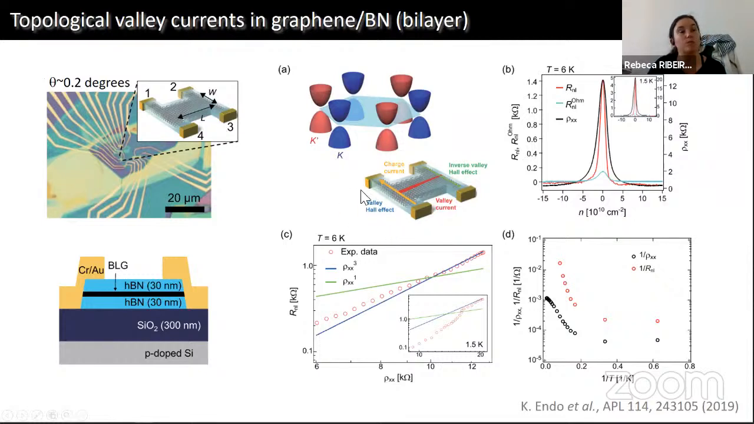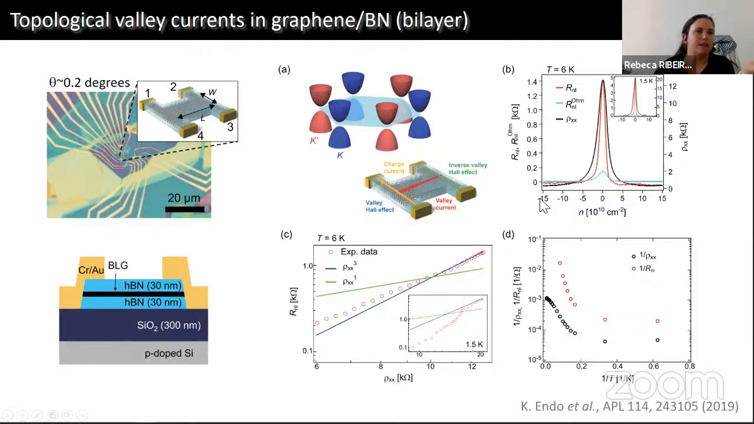They observe what they claim to be the Valley Hall effect and the inverse Valley Hall effect. And it's pretty much the same as the other paper. So we have strong non-local resistance. We have a cubic relation again. But once again, this cubic relation is lost, this time with temperature. Previous time it was with a stronger displacement field. And this time it's just lost with temperature, which is kind of a puzzle.